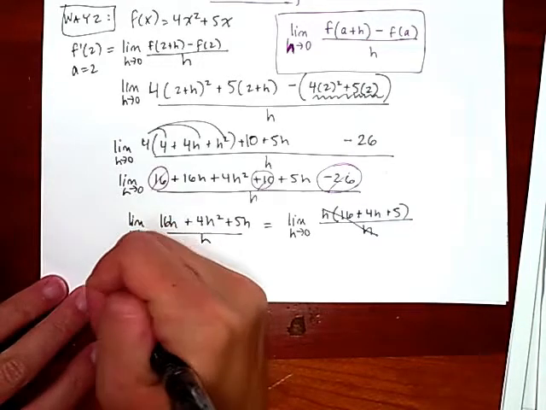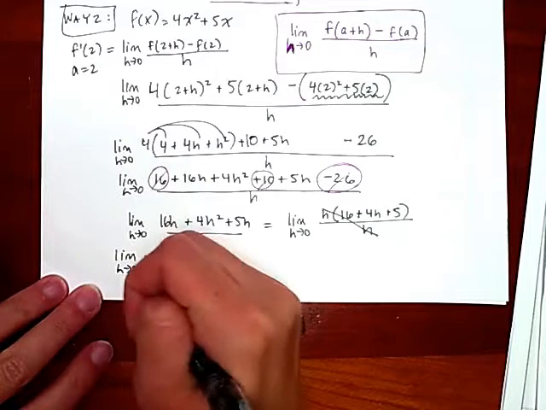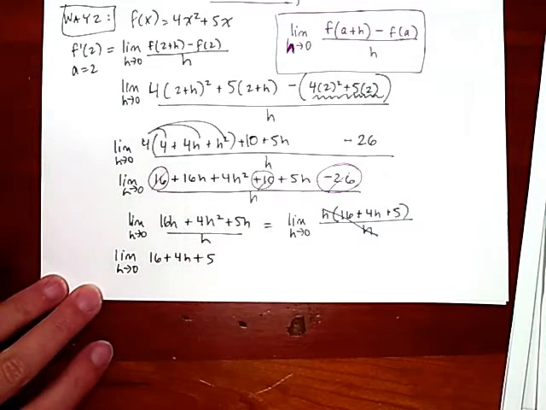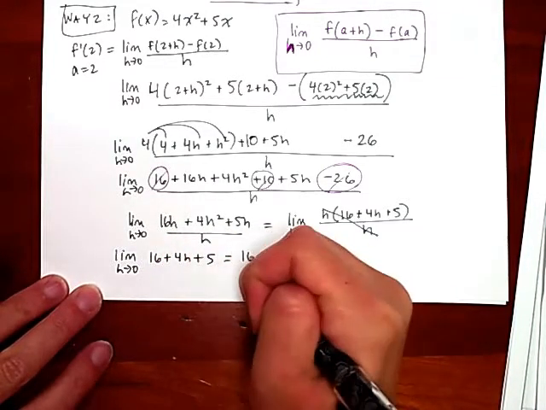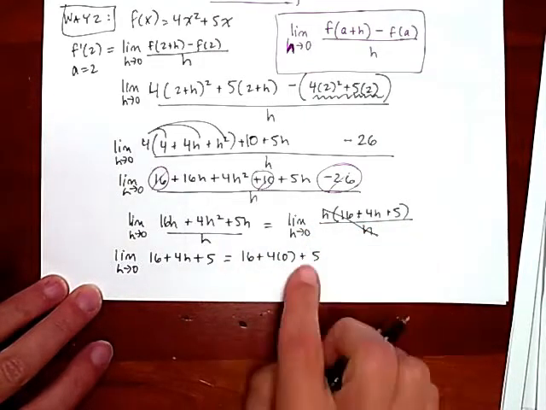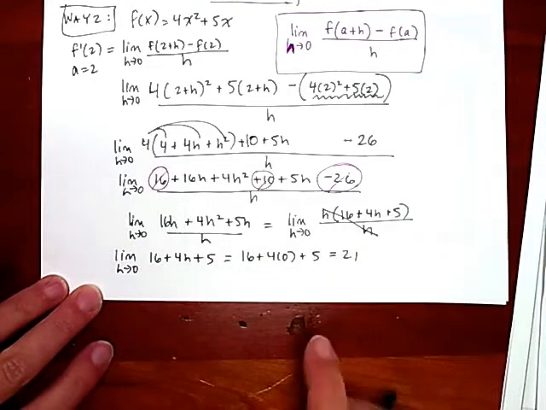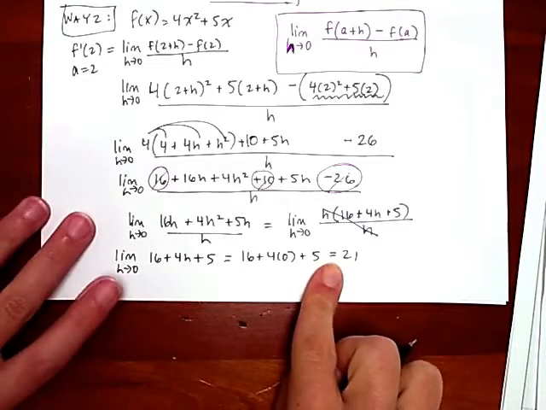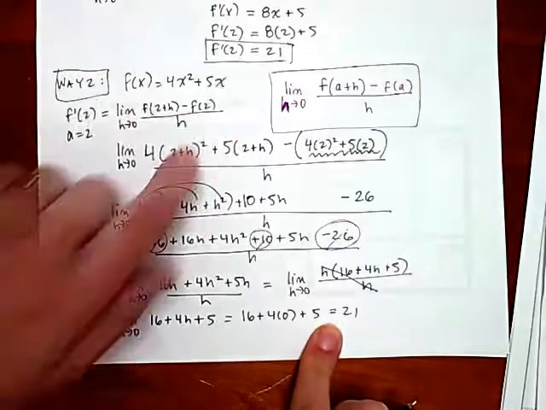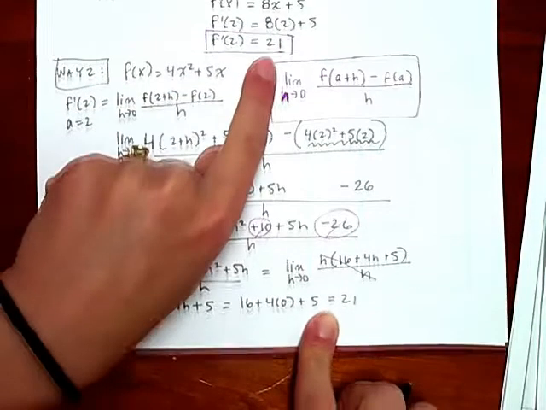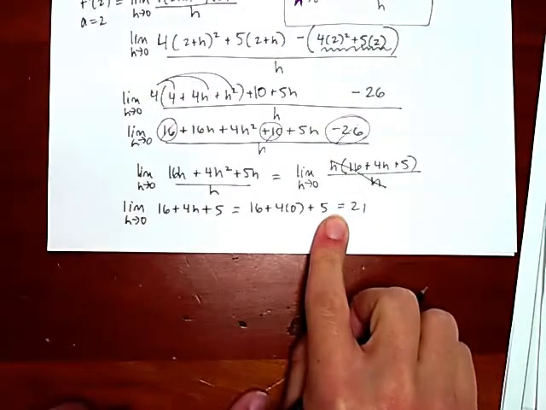Now I'm taking the limit as h goes to 0 of 16 plus 4h plus 5. I'm plugging in 0 for h, so I get 16 plus 4 times 0 plus 5. 16 plus 5 is 21. And notice, this final work looks a lot like the work I did over here, right? I ended with 16 plus 5 equals 21. Here I'm also ending with 16 plus 5 equals 21.